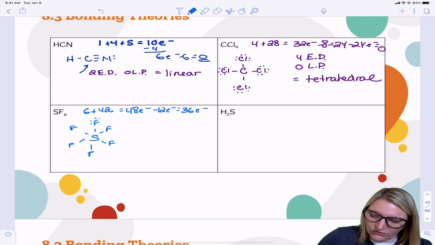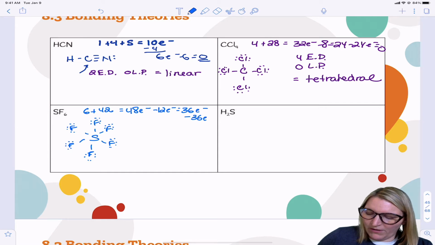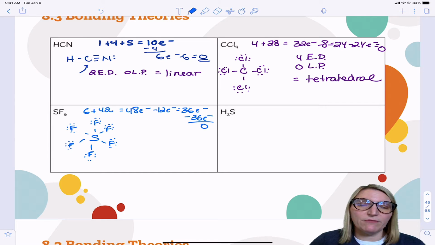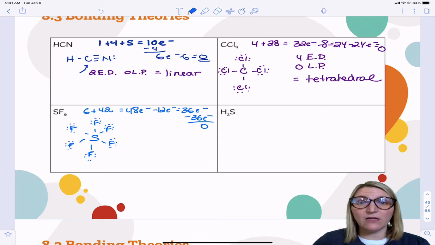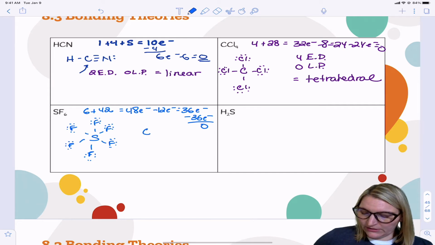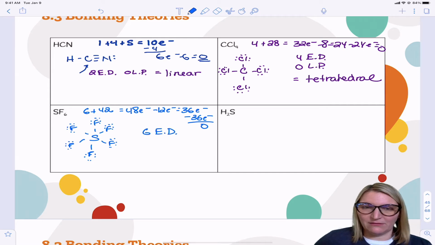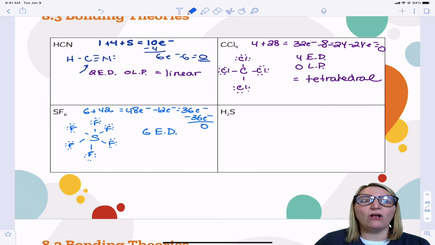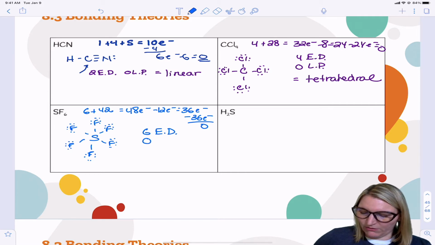Those electrons will be used up by the 6 electrons I need to put around each fluorine. So I've just used up all my electrons. Everyone is stable. Remember, sulfur can have an expanded octet because it has electrons in the 3rd energy level or higher. So then I look, 6 electron domains on that table is called octahedral. Oh, there's 0 lone pairs. So it's octahedral.